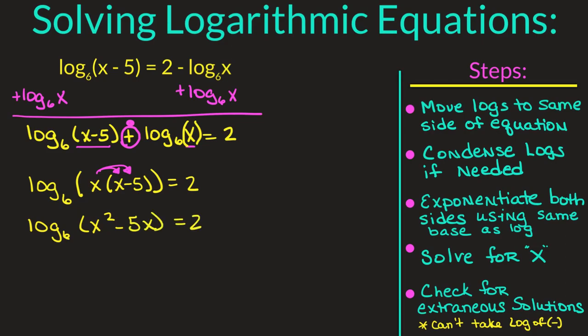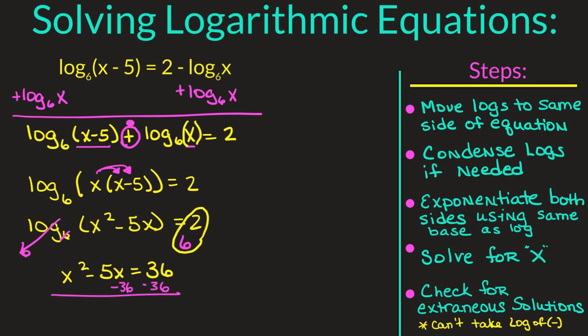Let's get rid of our log by exponentiating both sides by a 6. The log base 6 and 6 will cancel each other out, leaving me with x squared minus 5x equals, now you've got 6 to the second power, which is 36. Let's move that 36 over to the other side, so minus 36. And now we have x squared minus 5x minus 36 equals 0.